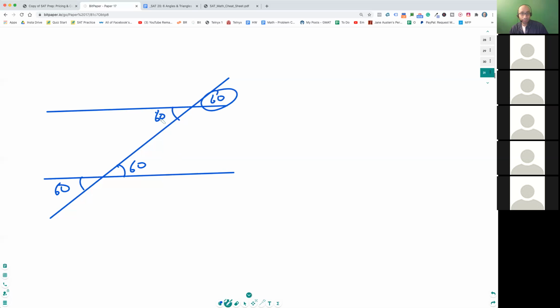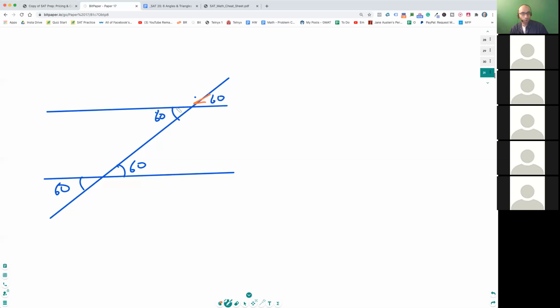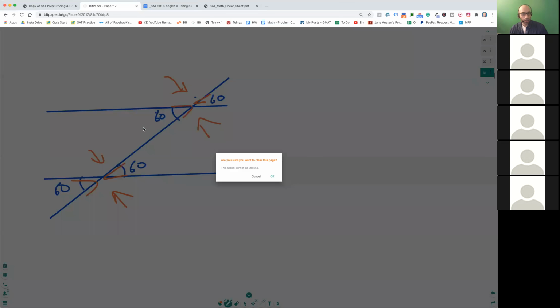So 60, 60 here, 60 here, 60 here. And now remember, because you got 60 here, you got 120 here. There's always going to be an acute angle and an obtuse angle over here. So you've got 4 acute angles here, and you've got 4 obtuse angles here. So be careful of these angles.